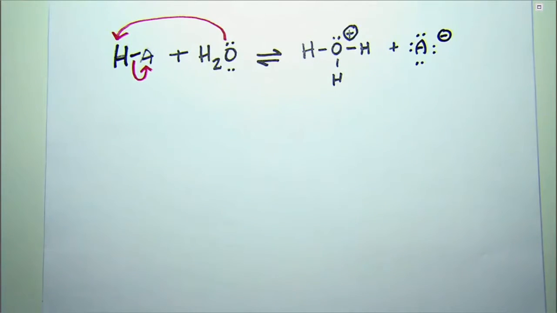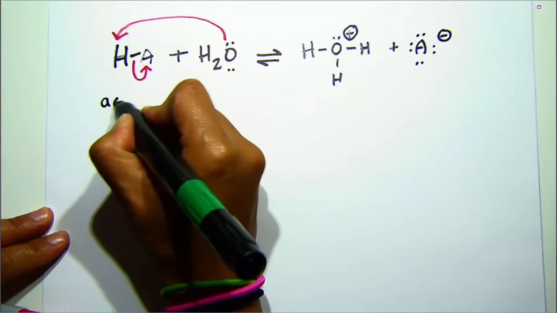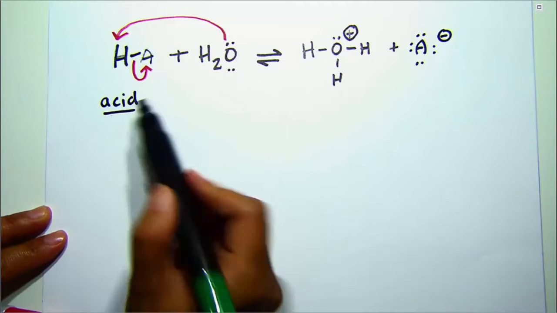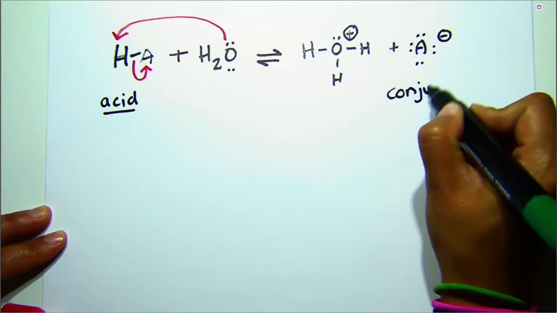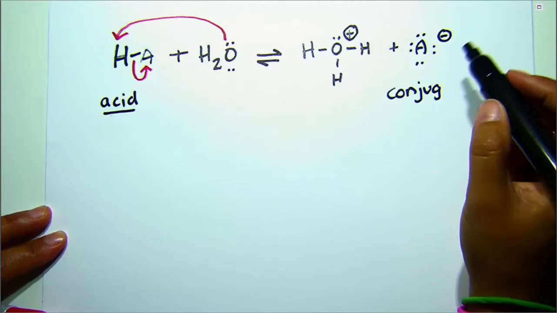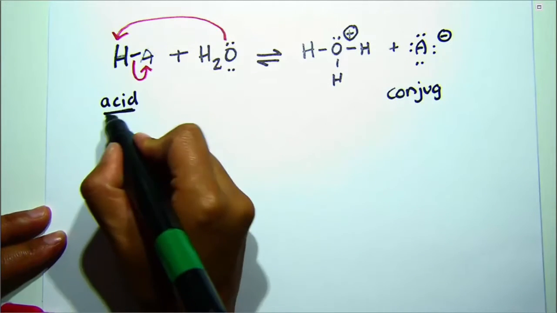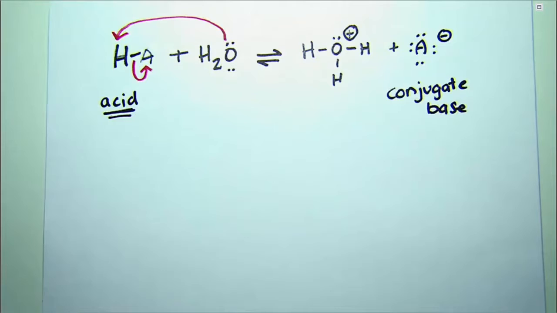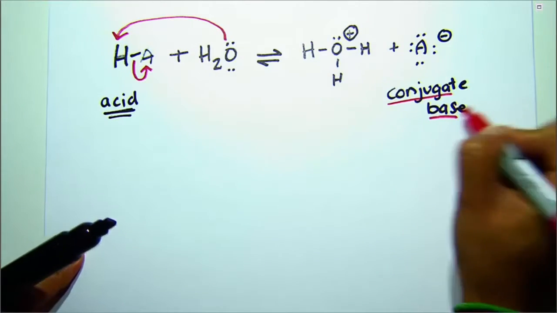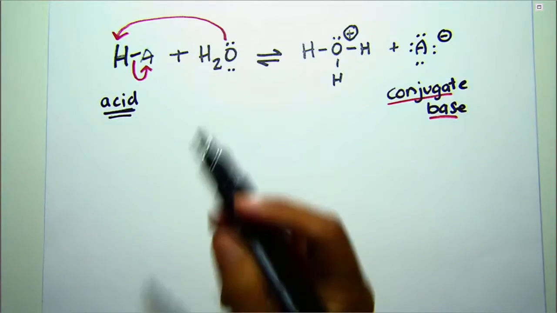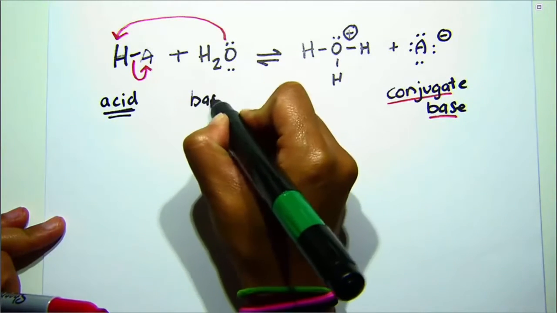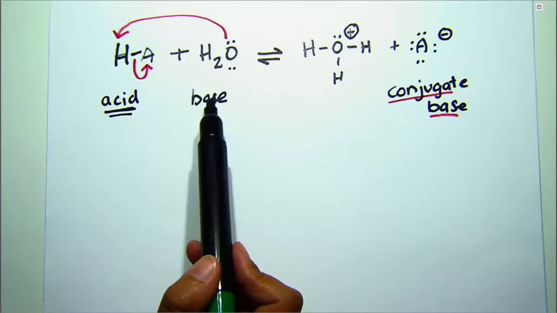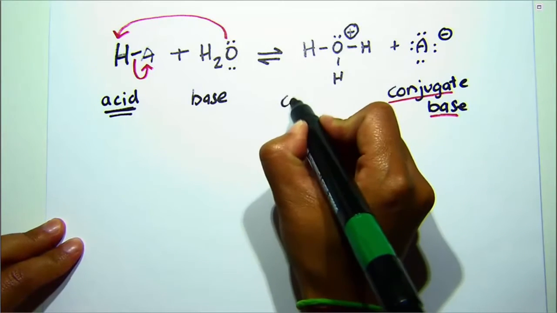Some basic terminology to keep in mind. If we call HA the acid, when an acid loses a proton, it forms what's called a conjugate base, which in this case is A minus. Now the base in this reaction is actually the water. And so if we define the base to be on this side of the equation, what you form when you grab a proton is called the conjugate acid.